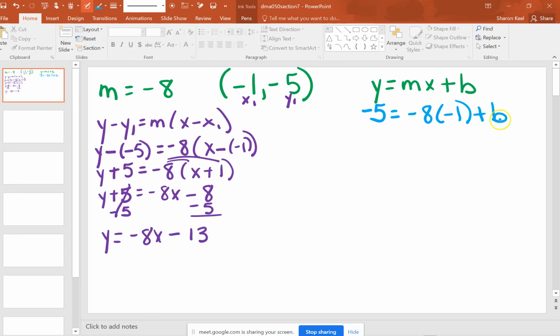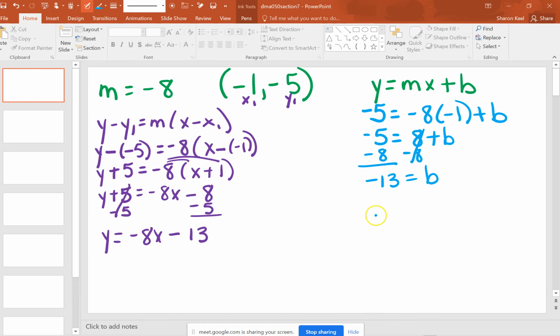When I look at this, this is like a DMA40 problem. It's just real simple, solve for b. So -5 equals negative times negative is +8 plus b. I move my 8 to the other side because I'm trying to get b alone. -5 minus 8 is -13 equals b.